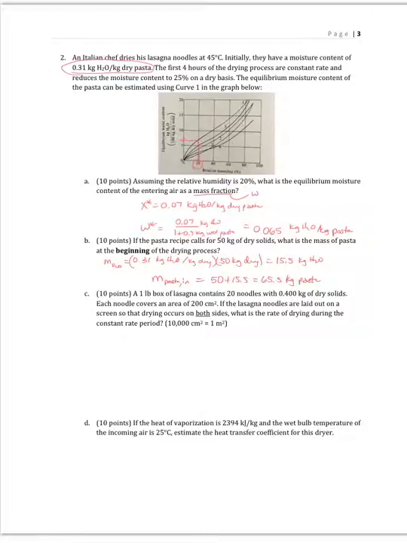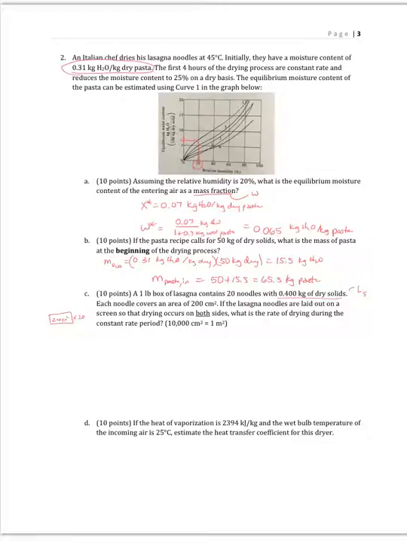The next question, okay, we have a 1 pound box of pasta that has 20 noodles in it, and in that there are 0.4 kilograms of dry solids. So this is the L sub S, the dry solid mass. Each noodle covers an area of 200 centimeters squared, so you might think of that like a blanket covers the area. And so 200 centimeters squared is the area that it covers. And I have 20 of those.